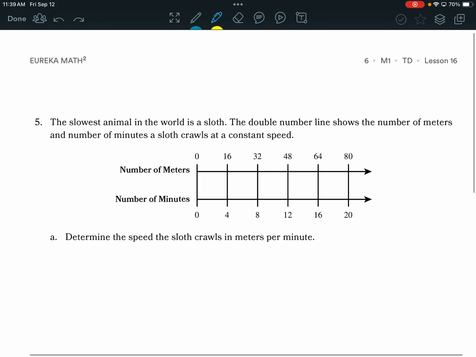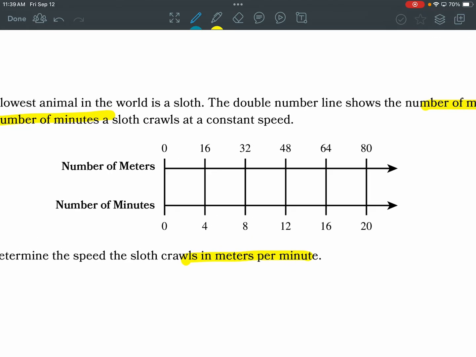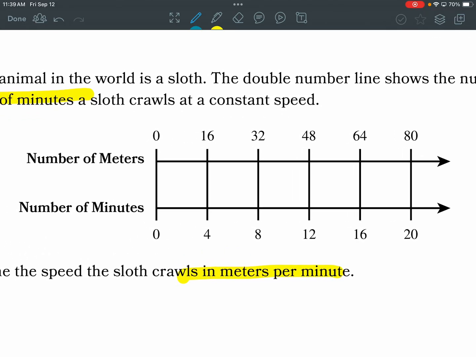The double number line shows the number of meters to the number of minutes. Do you see that? Okay. They want to know meters per minute. Can I find per minute right now as is on this double number line? Does it show per minute yet? No. So what do I have to do? What's the smallest amount of minutes on my number line right now? 4. So JJ, what do I have to do?